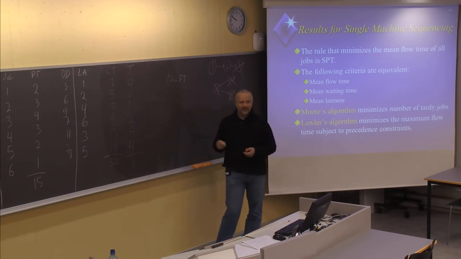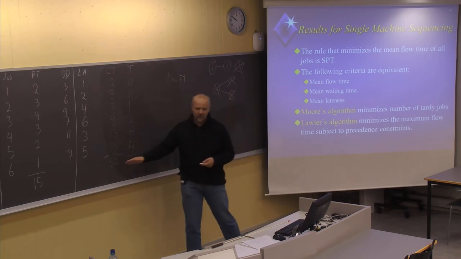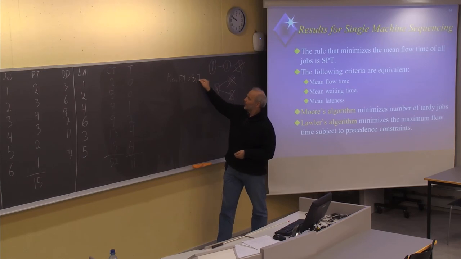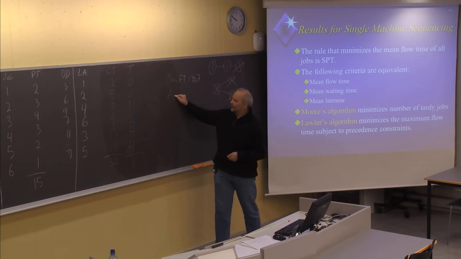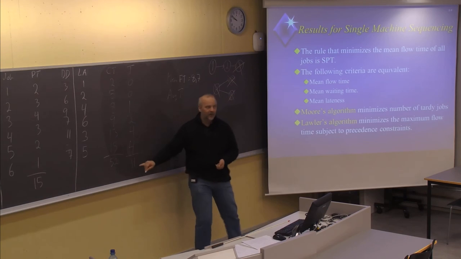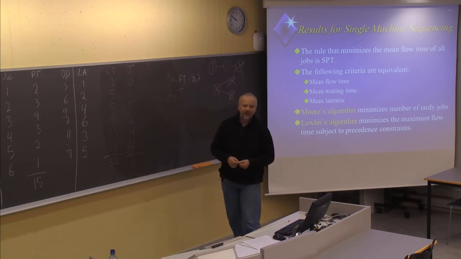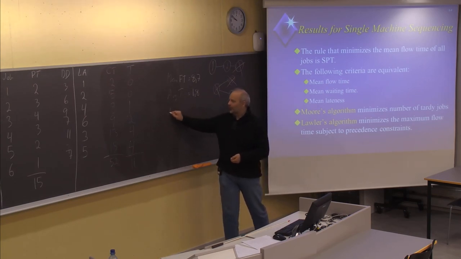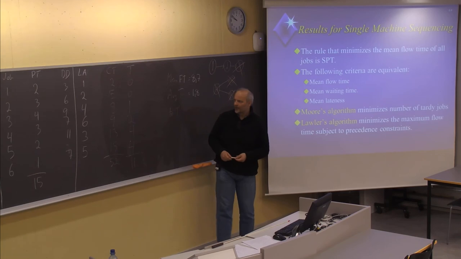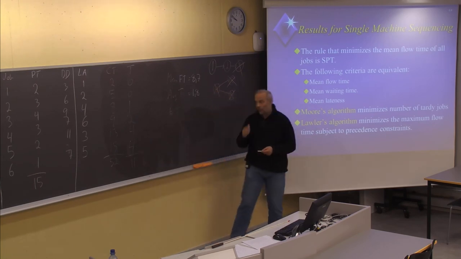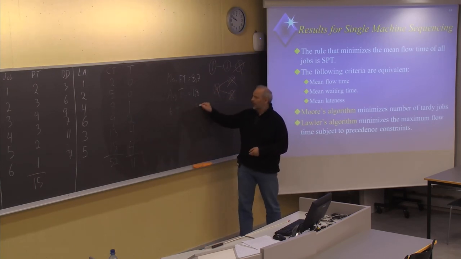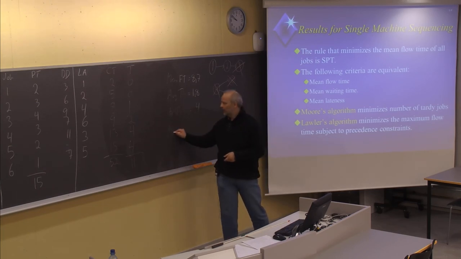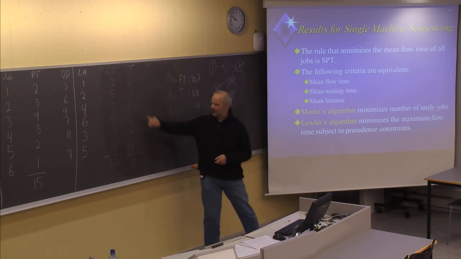And if we now find the average or the mean flow time, we know that the mean flow time here will be 52 divided by 6, which is 8.7. The average tardiness will be 11 divided by 6, which is 1.8. The number of tardy jobs, it is 1, 2, 3, 4, so 4 jobs are delayed. And the maximum tardiness is 4.